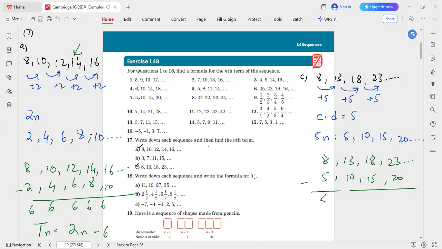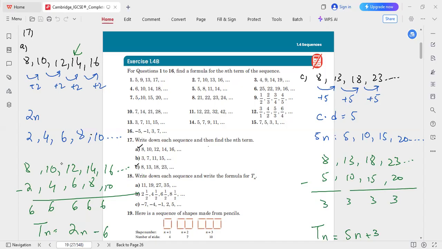So 8 minus 5 is 3, 13 minus 10 is 3, 18 minus 15 is also 3, and 23 minus 20 is also 3. So the nth term of this sequence is 5n plus 3. As the number at the end is positive, I need to go on with 5n plus 3. So this is basically the C part for question number 17.